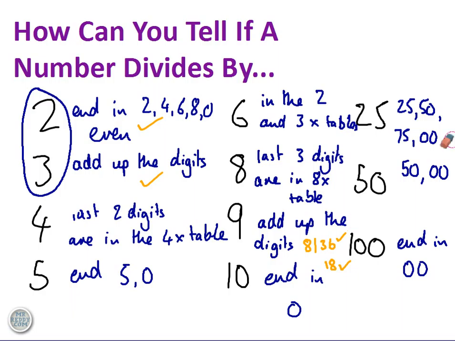If I changed it very slightly, so that it was 8,135, 8 plus 1 plus 3 plus 5 adds up to 17. 17 is not in the 9 times table, therefore that number is not in the 9 times table. Okay, feel free to make a note of those.